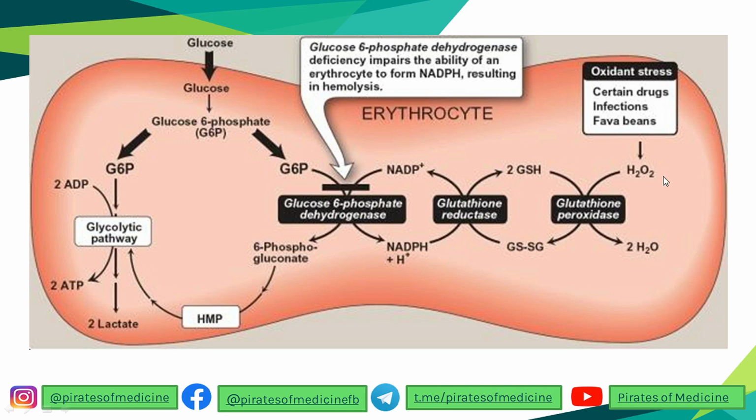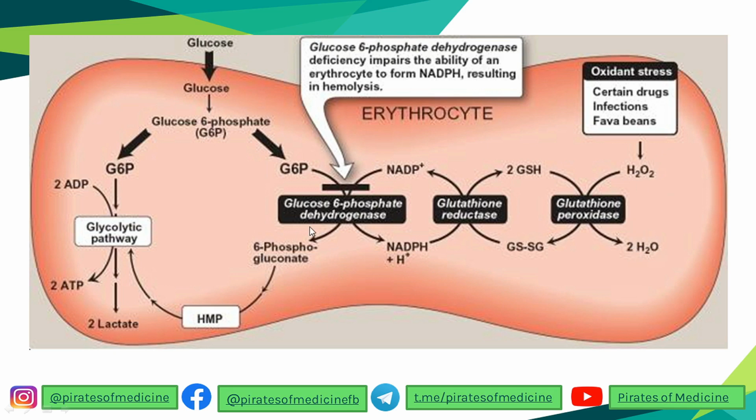So this free radical, oxidative stress causing molecule is made into a normal water molecule, and the oxidative stress is reduced with the help of the glutathione complex, which includes glutathione reductase and glutathione peroxidase. So glutathione reductase reduces the oxidized form to the reduced form of glutathione, and this reduced form finally makes the H2O2, hydrogen peroxide, into H2O and reduces oxidative stress.